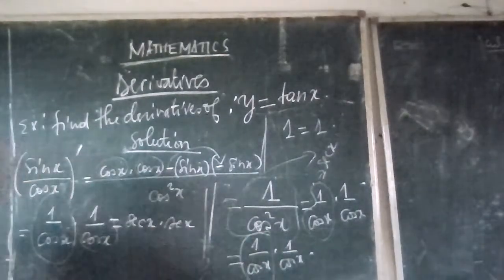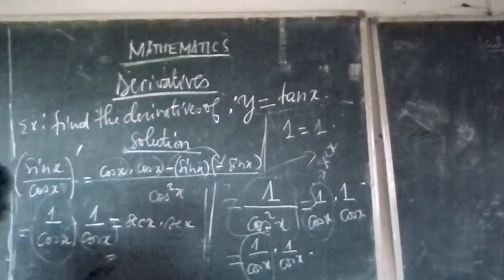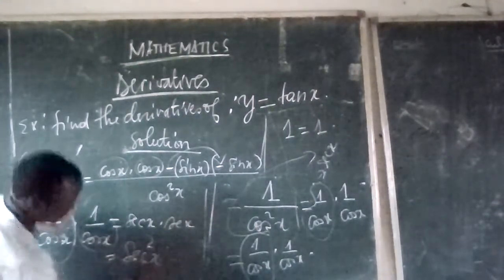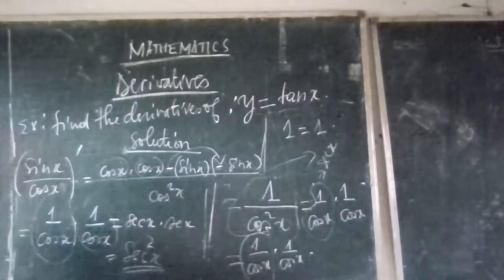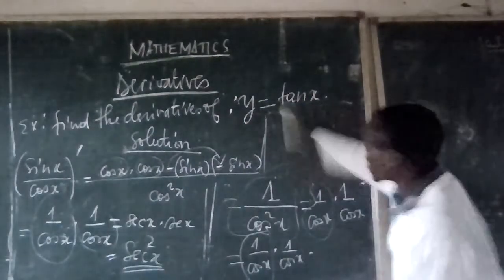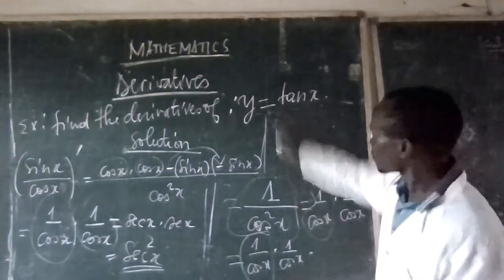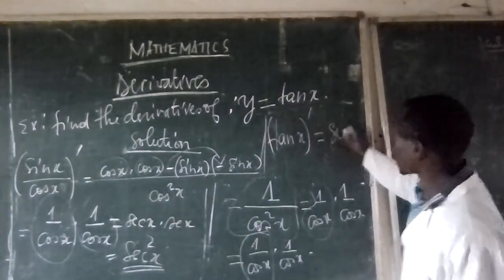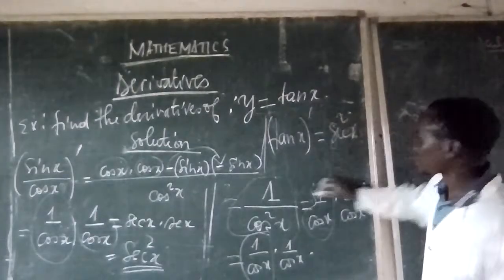Then you make their multiplication, we should have sec x squared. Now, this is the final answer: the derivative of tan x is equal to sec squared x.